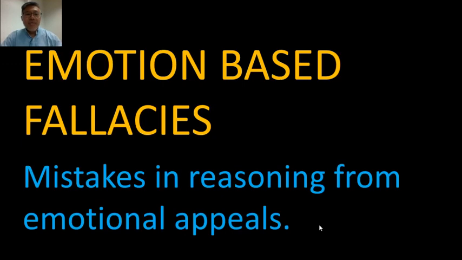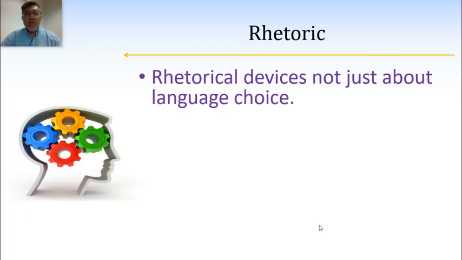Hi, everyone. So we'll continue our discussion on rhetoric by taking a look at fallacies. In this particular lecture, we'll take a look at emotion-based fallacies. So in our previous video, we looked at how we can use language, word choice, phrases to influence people's perspective on a claim. Because words have psychological impact.